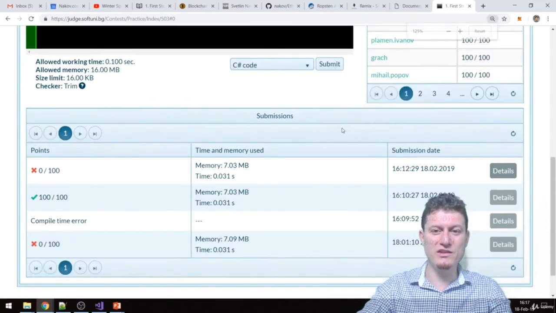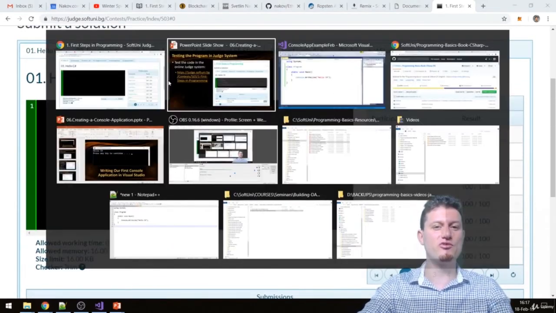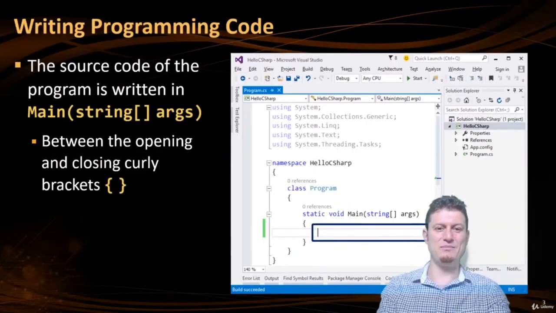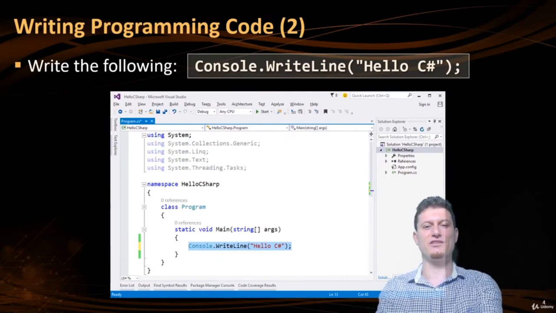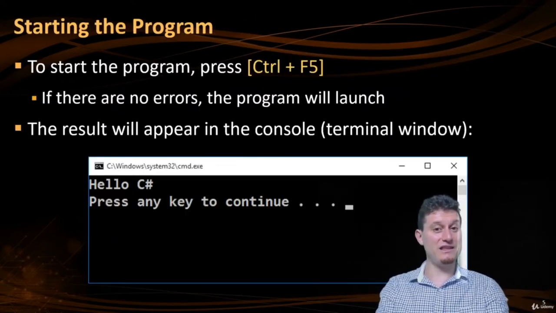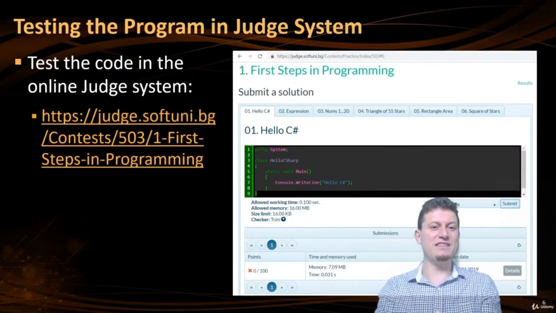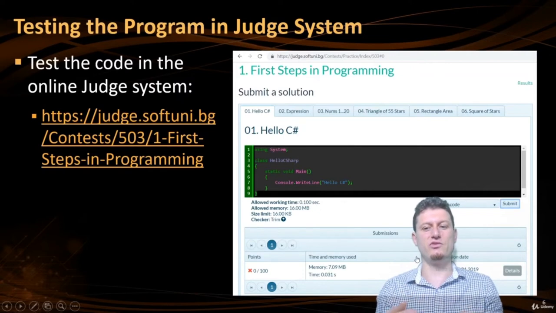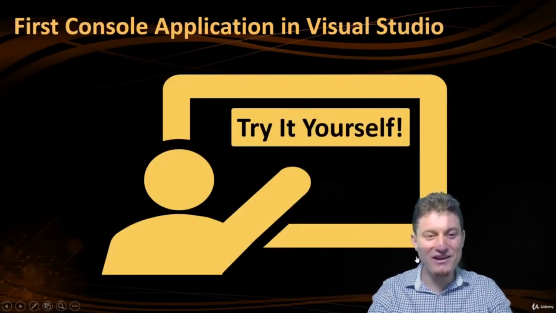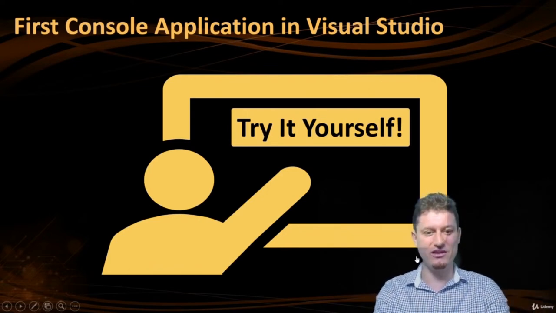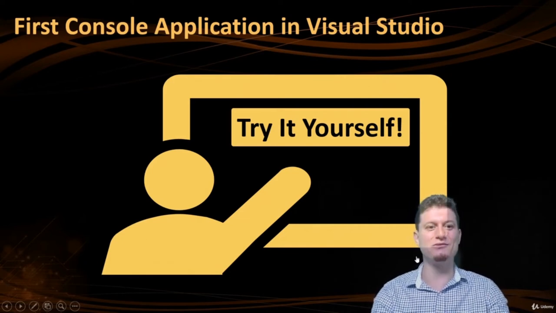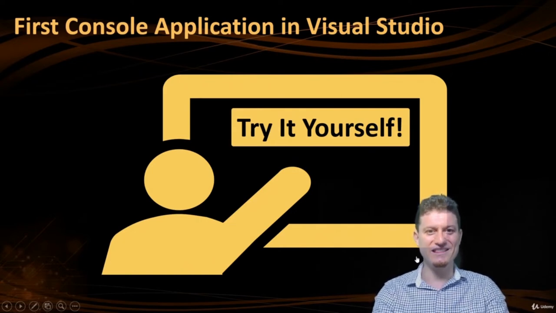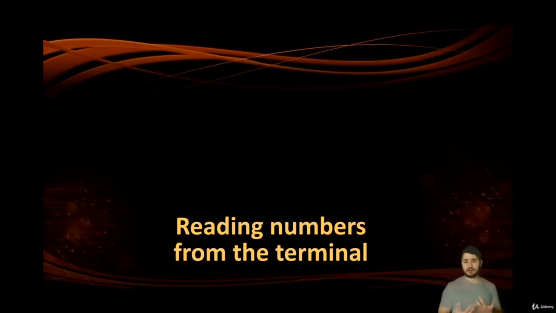So this is how the judge works, and I highly recommend that when you solve your problems, you check them in the judge. So try yourself. Install Visual Studio, run it, create a console application, write your code here, Console.WriteLine hello C#, and finally run it with Control F5, ensure it works correctly, and finally click in the judge. I already showed how to find this contest, and submit it in order to see that it really works correctly. So try it yourself. Again, don't just listen and watch videos. It's many times better that you write code, that you run code, that you do it with your hands. This is how programming can be learned. Try it.